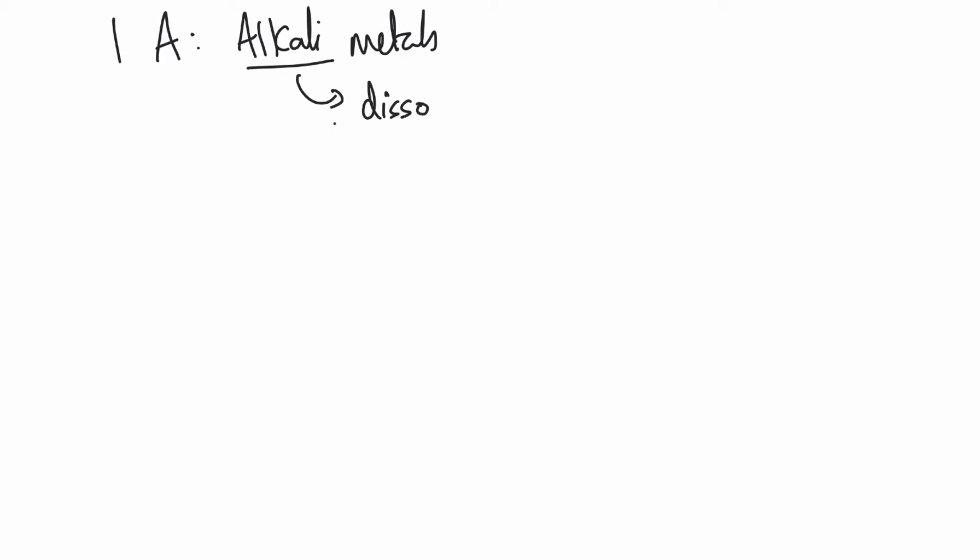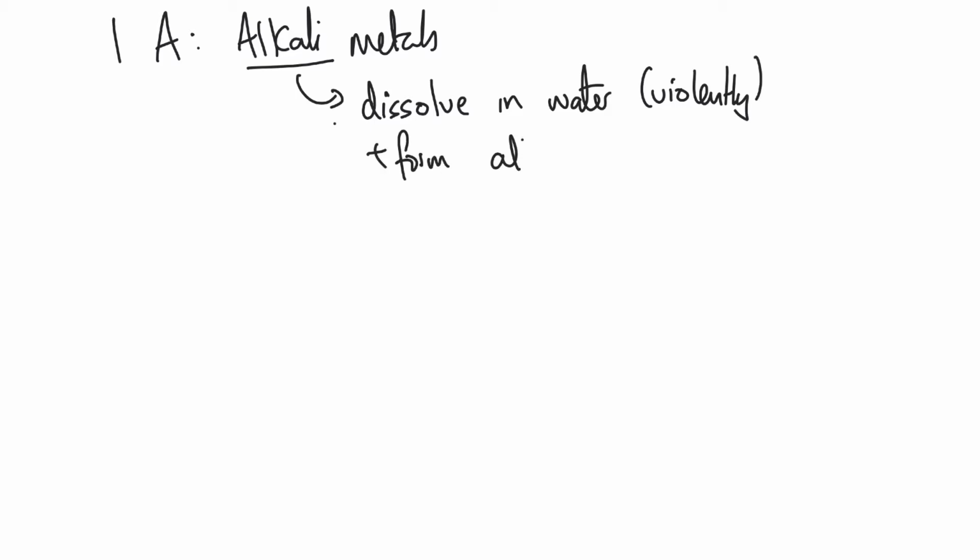I guess I should quickly jot down some of the properties. So group 1A, we said, is the alkali metals. And the alkali metals are called this because when they dissolve in water, they form an alkaline solution. They dissolve in water quite violently, actually, and they form an alkaline, or alkali, solution. And what does alkali mean? That basically just means it can neutralize an acid.